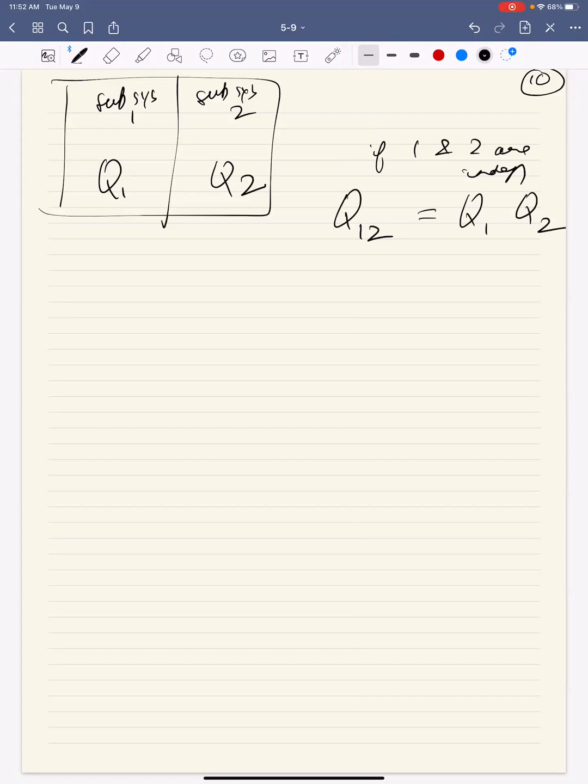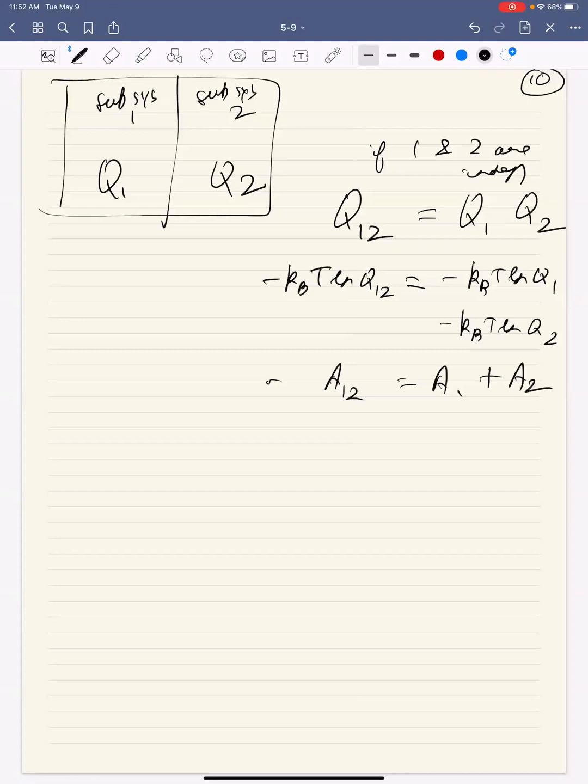What does this follow from? This follows from the extensivity of the Helmholtz free energy, right? Because minus kBT ln Q12 is now minus kBT ln Q1 minus kBT ln Q2, or A12 is equal to A1 plus A2, which we expect Helmholtz free energy to be, right? It's extensive. That's the definition. So the log is fundamental. There is no getting rid of the log.